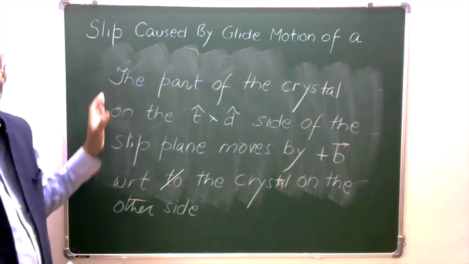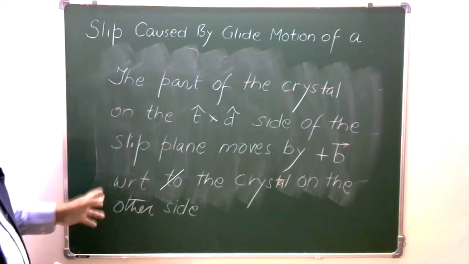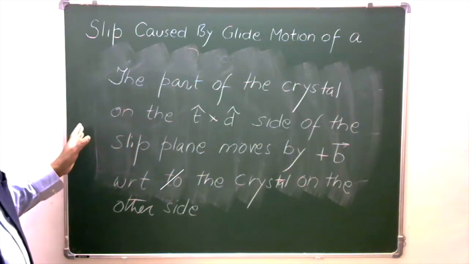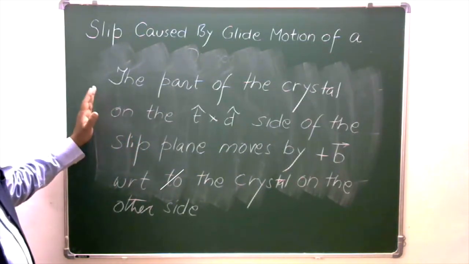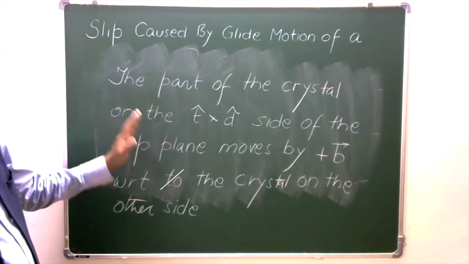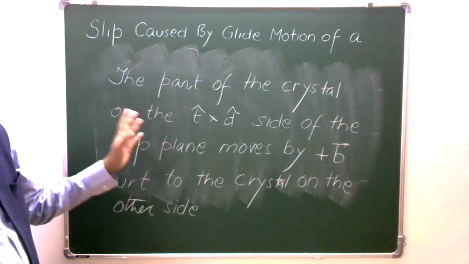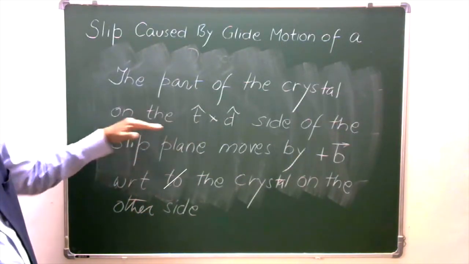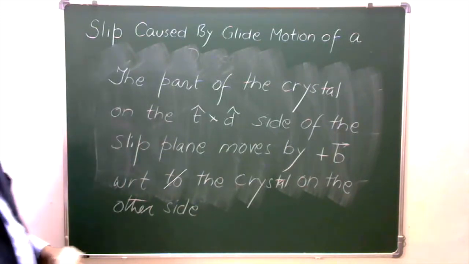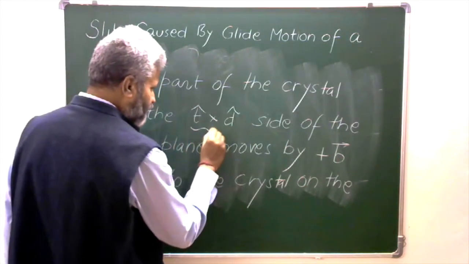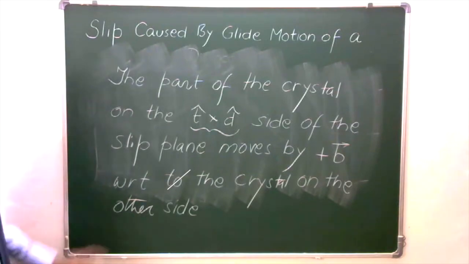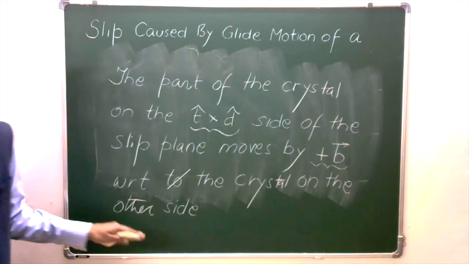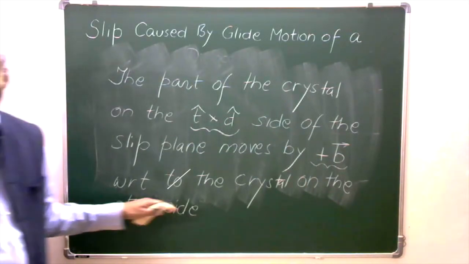And although I did this exercise for a positive dislocation moving towards left, actually this result is true either for positive or negative edge dislocation, as well as right-handed or left-handed screw dislocation. In all these cases, so this is a general result, always the t cross d side of the crystal will move by plus b with respect to the other side of the crystal. This is a general result.